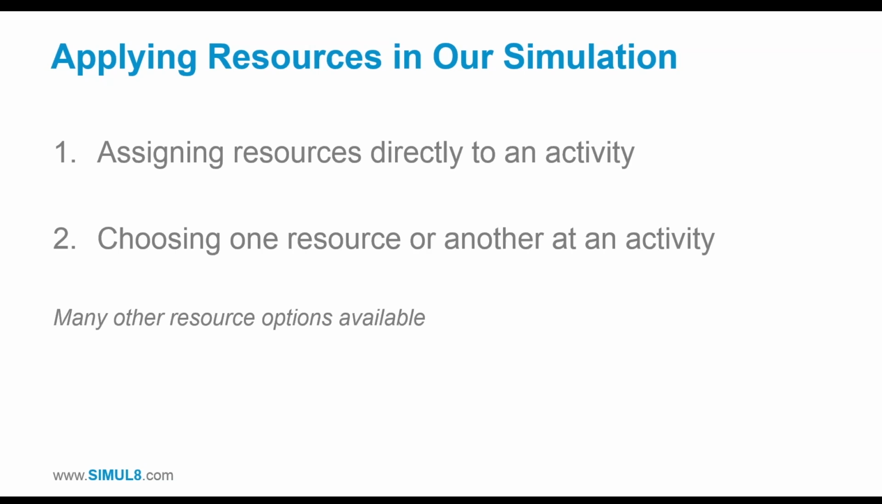We're going to take a look at a couple of examples in our simulation. The first one is going to be assigning a resource directly to an activity, which basically means that the activity requires a machine operator, in our example, in order to process work. We're also going to take a look at how we can set up our resources so that we choose either one resource or another at an activity. There's many other resource options available within Simulate. Unfortunately, we don't have time to go into them all today, but there will be some time at the end of the webinar for you to ask some questions. So hopefully I can cover some of your questions during that time.